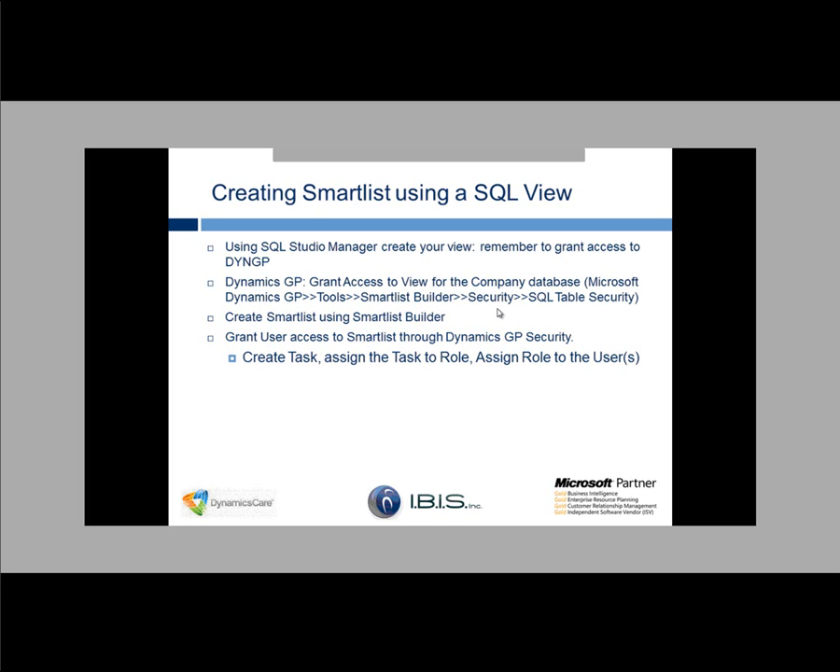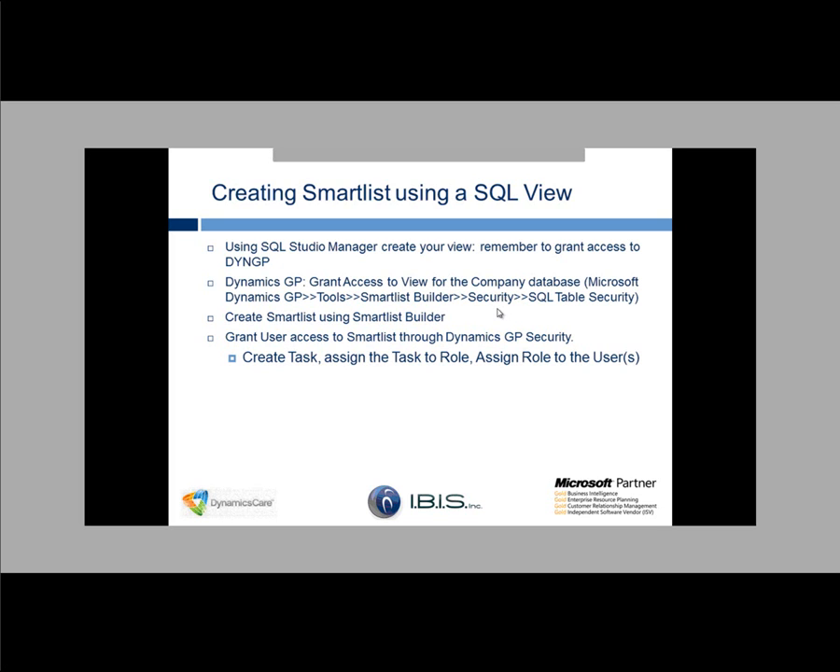So if you are the person that has access to SQL, you want to remember to grant access to the DYNGRP group. And we're going to see that in the script that I have available that I'm going to run. And then the second thing you want to do is follow the steps that we did before, where in Dynamics GP, we want to grant access to the view. We want to grant access to the view for the company database. And the path to do that is the Microsoft Dynamics GP Tools, Smartlist Builder, Security, SQL Table Security.